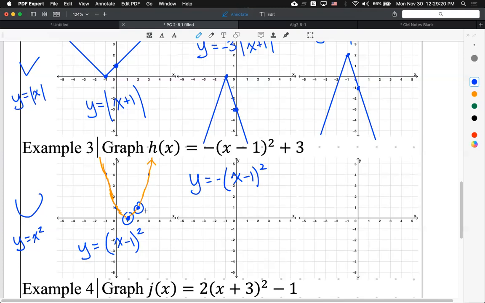Again, the vertex has not moved. The vertex is still at (1, 0), where Oscar told us it was. But instead of moving right 1, up 1, I'm going to move right 1 then somewhere else. And there's no number, so you'll have to do a little bit of detective work here.